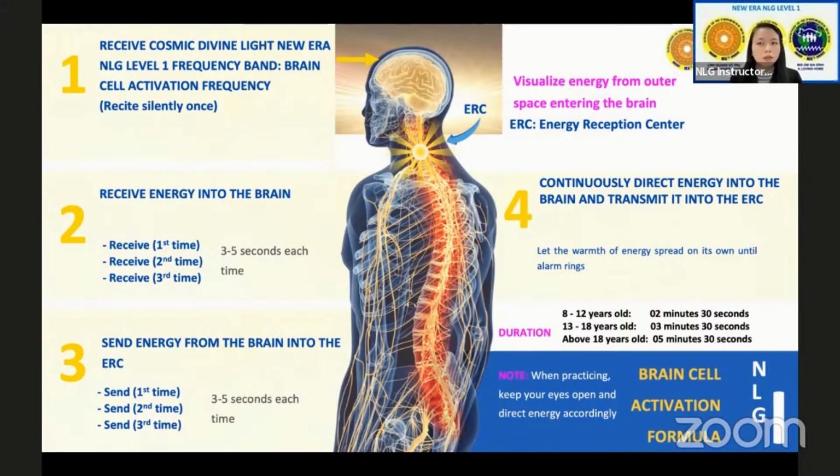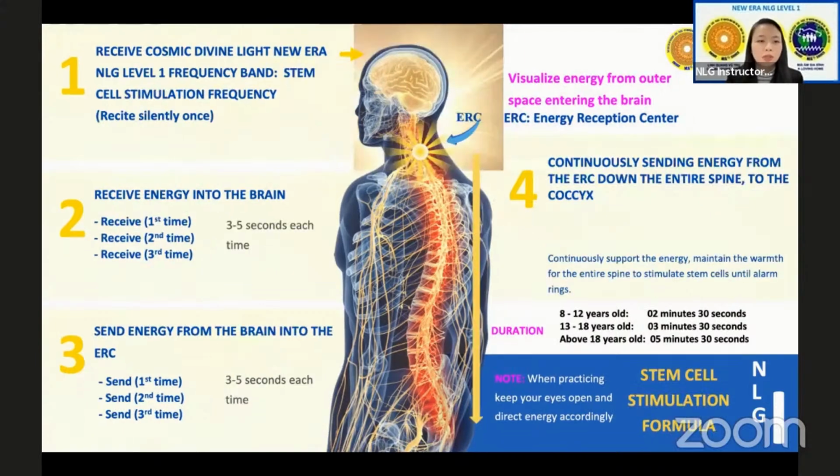And after that, today we will do stem cells stimulation, stem cells activation frequency. So from today on, we will move on to the other formulas that you can practice as the official formula set before you enter level 2. Just a reminder that we will no longer be using this brain cell activation frequency after today. That's also why I encouraged everyone to practice it yesterday, because if you don't practice, then you're losing your opportunity to experience it.